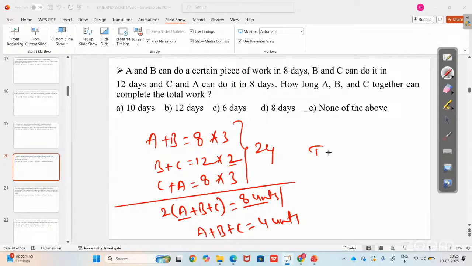In how many days can A, B, C complete the work? Total work 24 by 4 is equal to 6 days of time. So the answer equals 6 days.